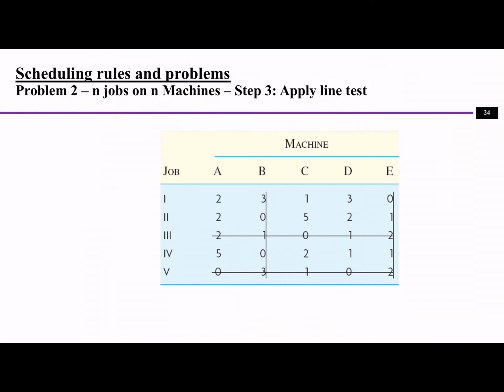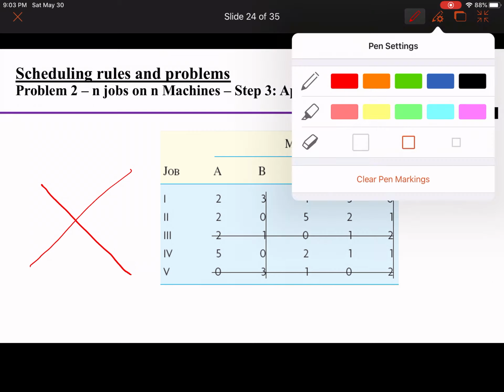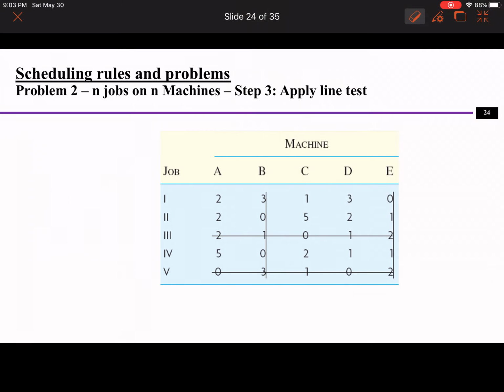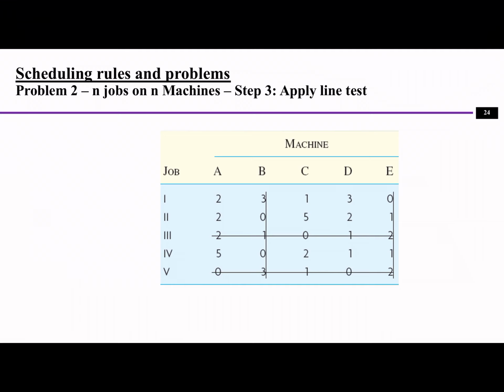The line test means we use the minimum number of lines to cover all zeros in this matrix, and all the lines have to be either horizontal or vertical. You cannot have a line which goes this way. That's not acceptable. All right, so we can see that in order to cover all the zeros, we only need 4 lines. You can try it. The minimum number of lines to cover all the zeros is only 4.